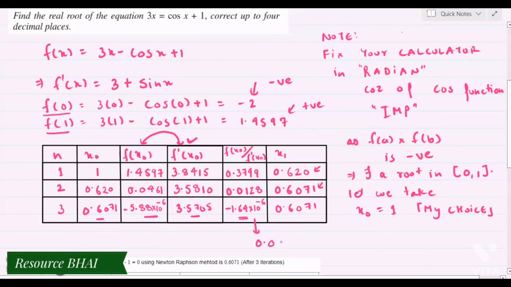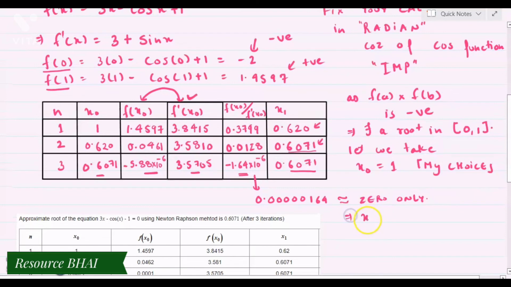You can note that this correction value is nothing but 0.00000164, and it is approximately equal to 0 only. So this implies x equals 0.6071 is the approximate root. Correct? So let us note it down. This is the approximate root.